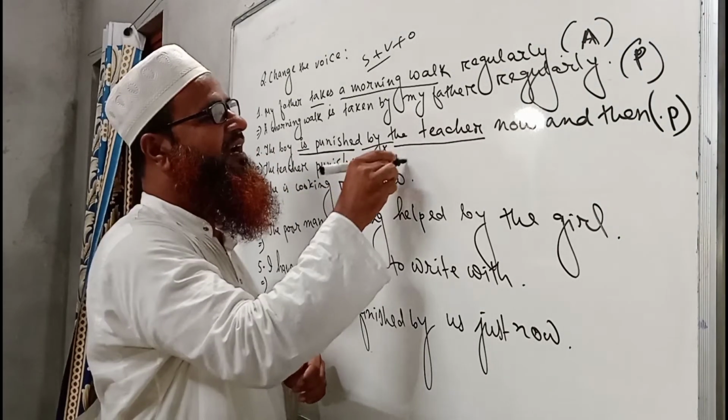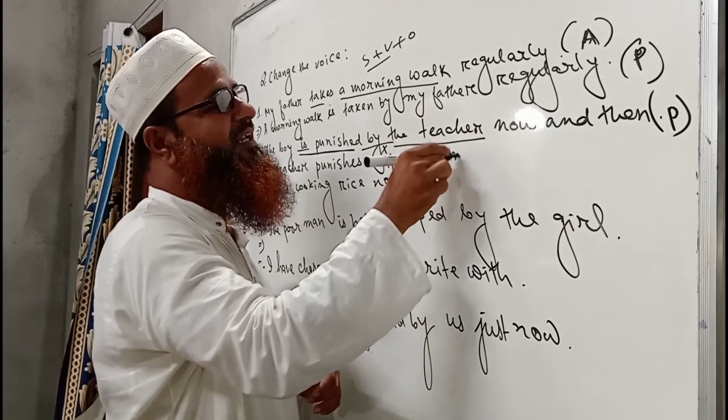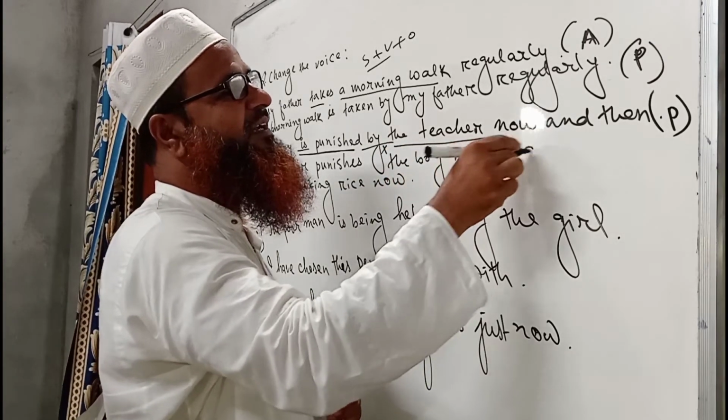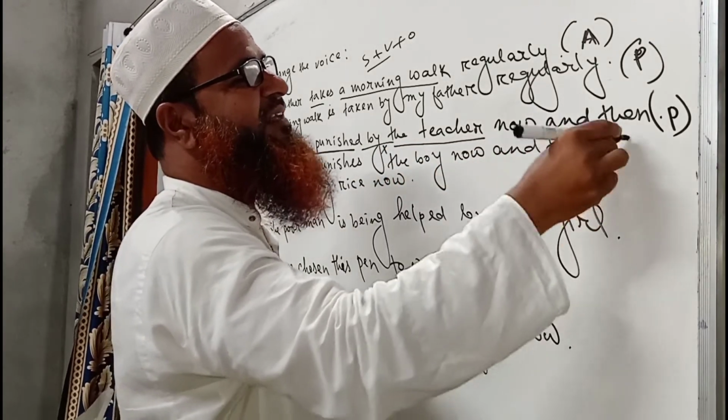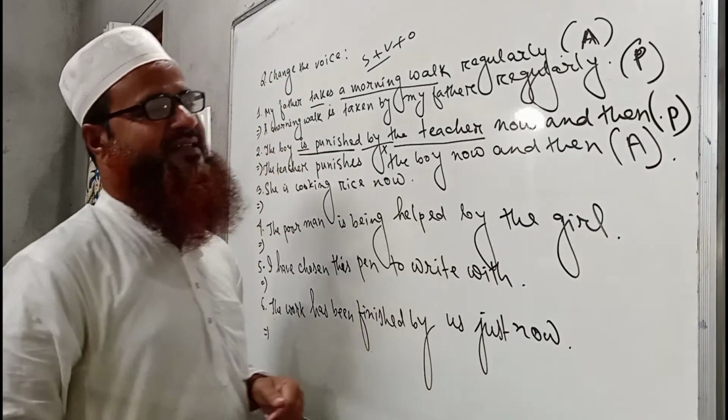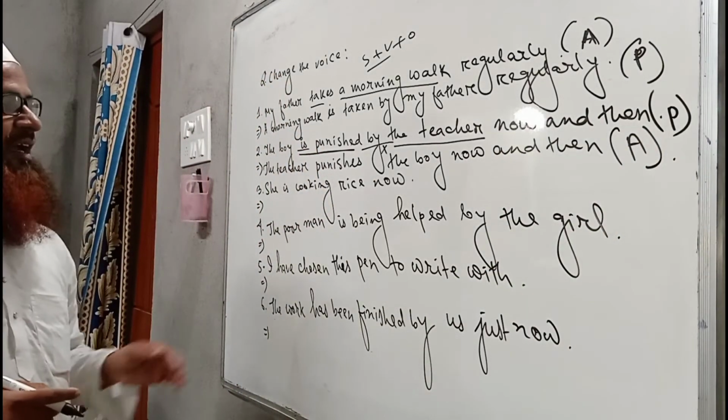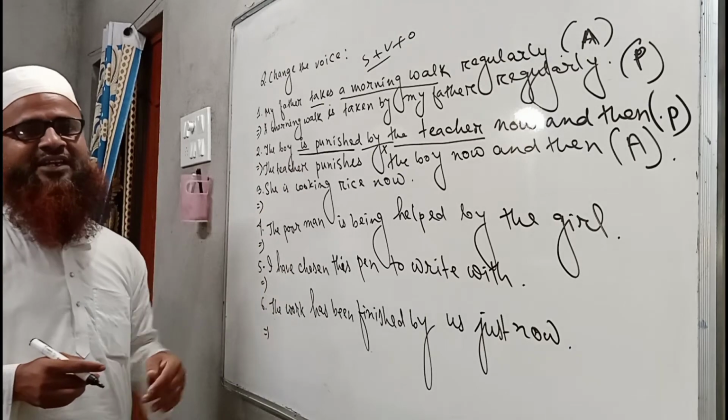The boy now and then. The teacher punishes the boy now and then. This is the sentence of active voice which is written in present indefinite tense.